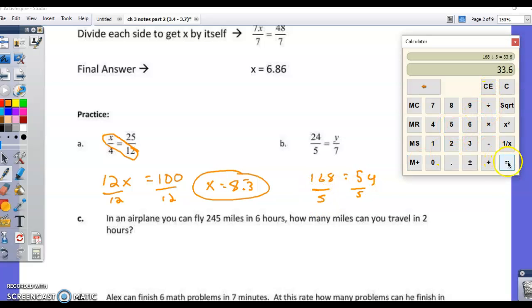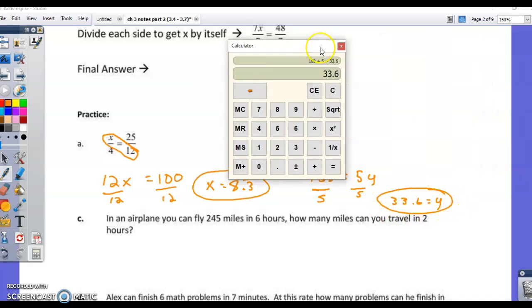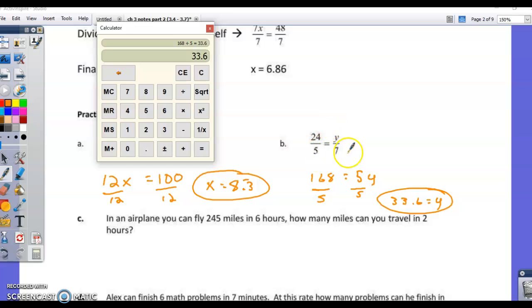Divide that by 5 gives us 33.6 equals y. So again, this is similar to how if we were to clear these fractions like we worked on in the past, a common denominator of 7 and 5 would be 35.